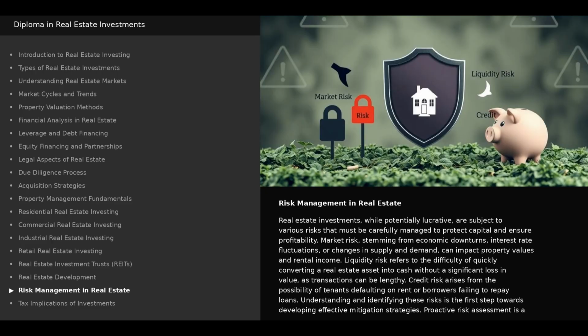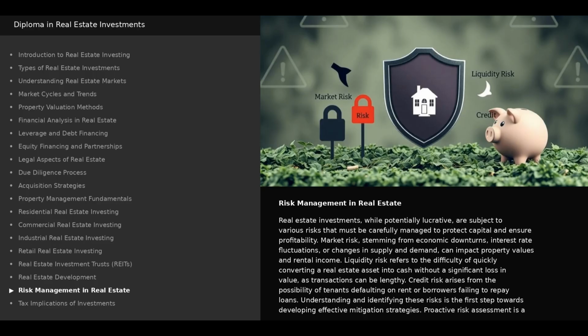Risk management in real estate. Real estate investments, while potentially lucrative, are subject to various risks that must be carefully managed to protect capital and ensure profitability. Market risk, stemming from economic downturns, interest rate fluctuations, or changes in supply and demand, can impact property values and rental income. Liquidity risk refers to the difficulty of quickly converting a real estate asset into cash without a significant loss in value, as transactions can be lengthy.